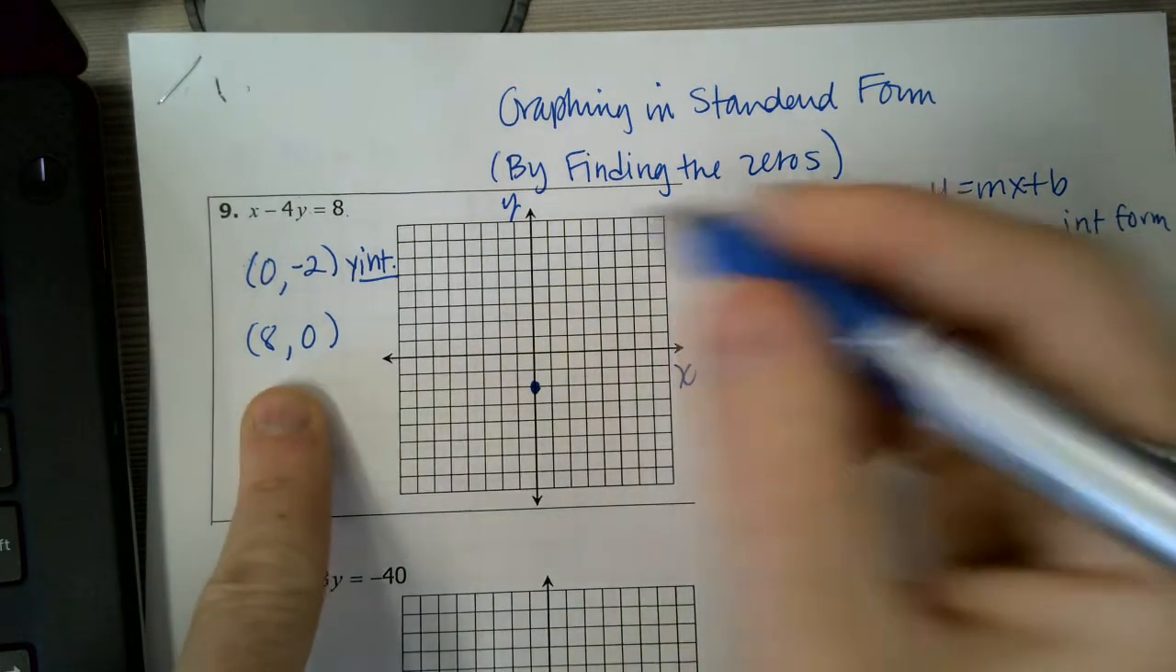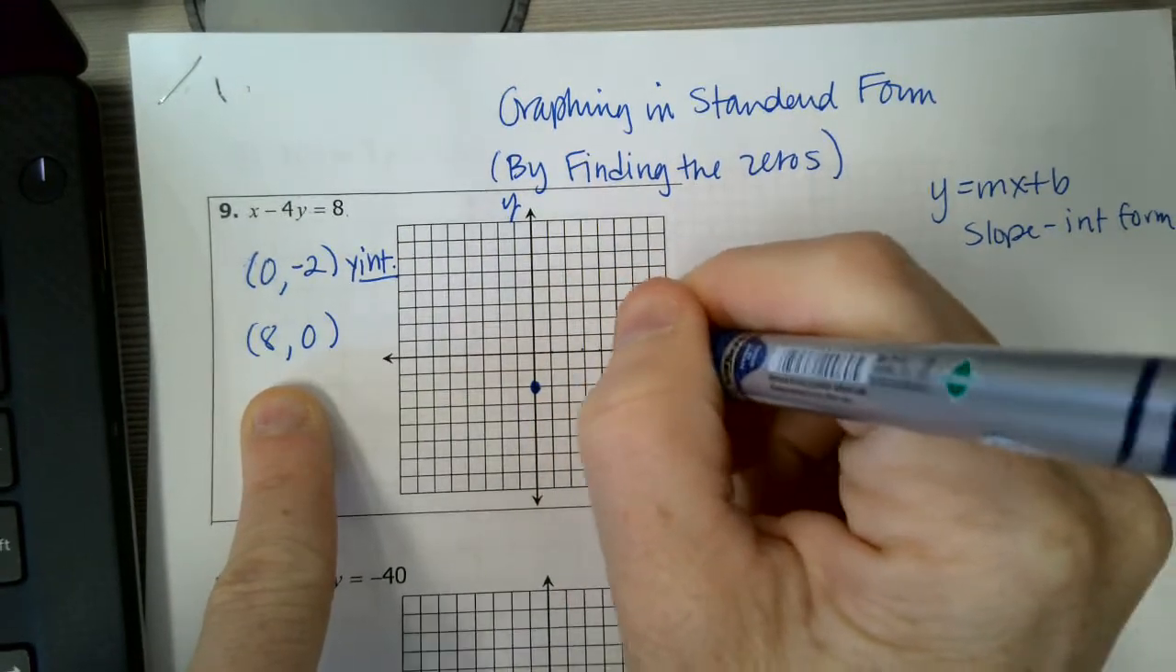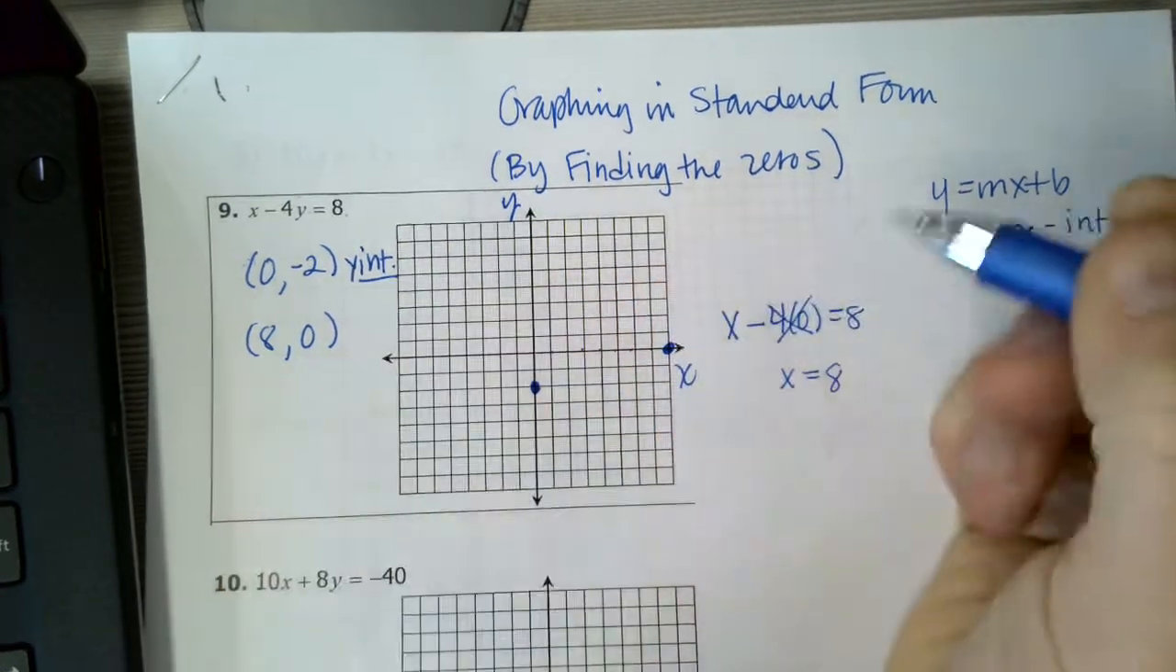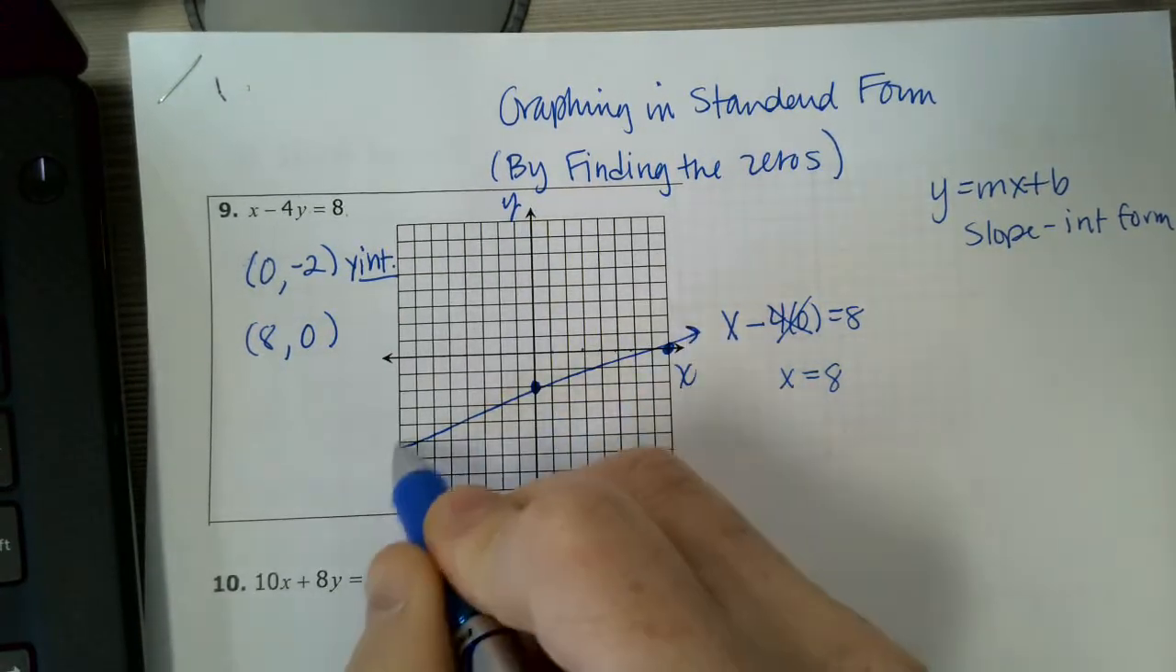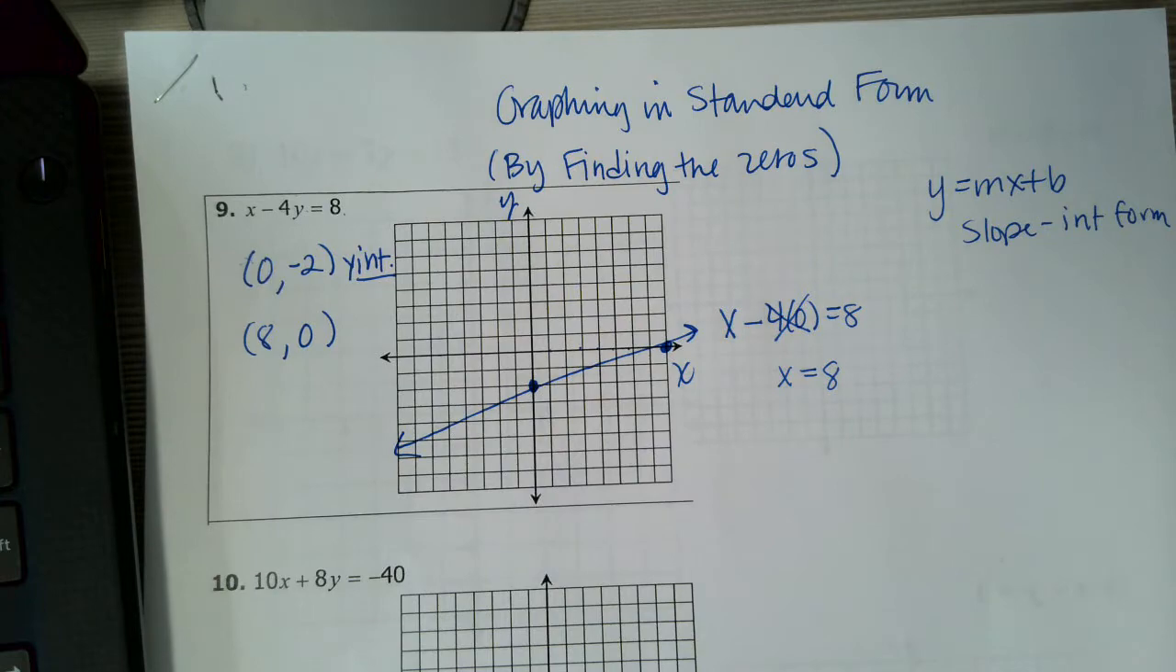So here we go. 8, 0. 1, 2, 3, 4, 5, 6, 7, 8. How many points does it take to draw a line? Looky there. We have a line.